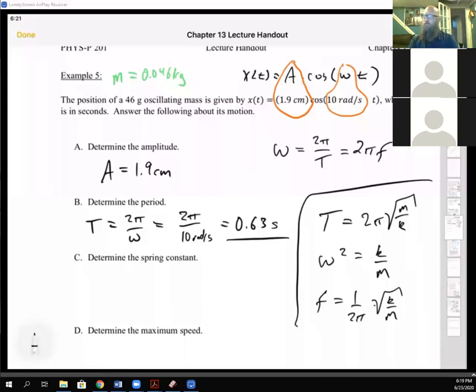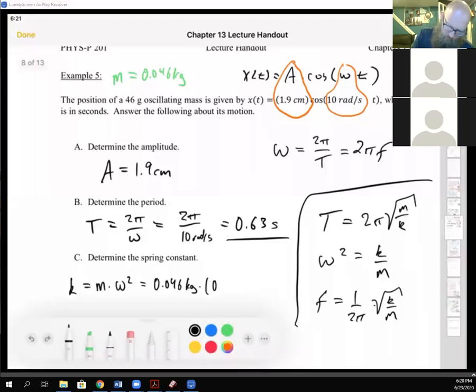Does that make sense? So I can take my pick, right? I can use any of these equations. Maybe I'll use the omega squared equation because that looks like I don't have to worry about any square root signs. So k looks like it's m omega squared. So I can plug that in. The mass is 0.046 kilograms, and omega is, no, it's not, it's 10. Oh, that's fabulous. I can square 10.